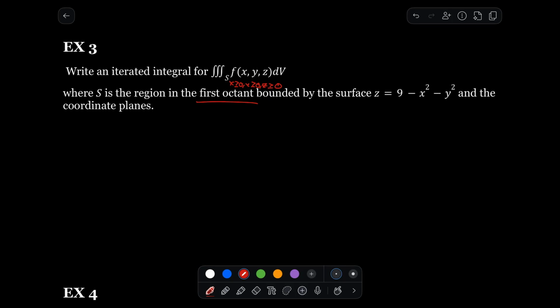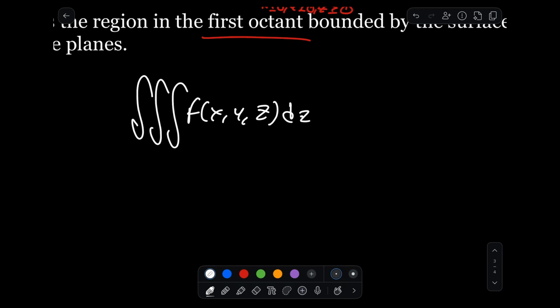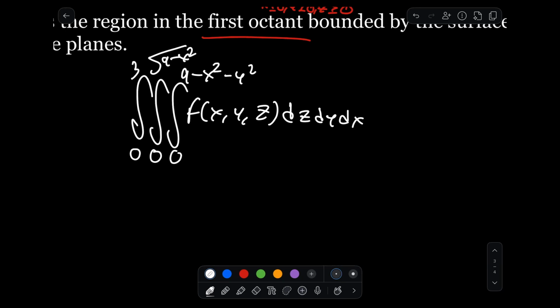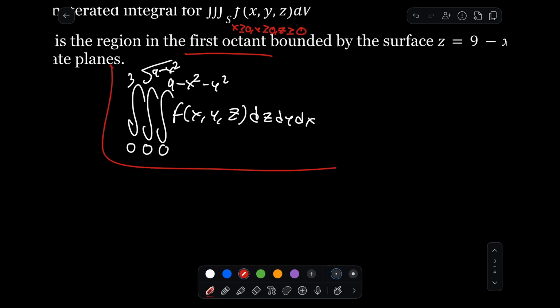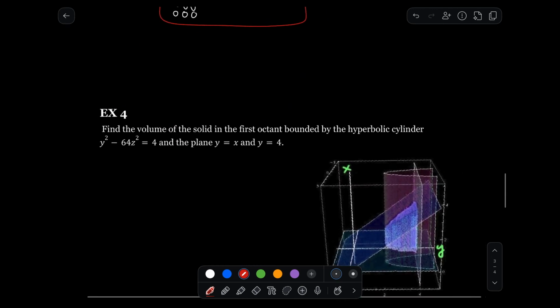Now let's actually set up the integral like this. We have f of x, y is z, dz, dy, dx. In terms of this, we get 0 to 9 minus x squared minus y squared, 0 to the square root of 9 minus x squared, and then 0 to 3 for our variables. And that is our final answer for this triple integral right here. Perfect.